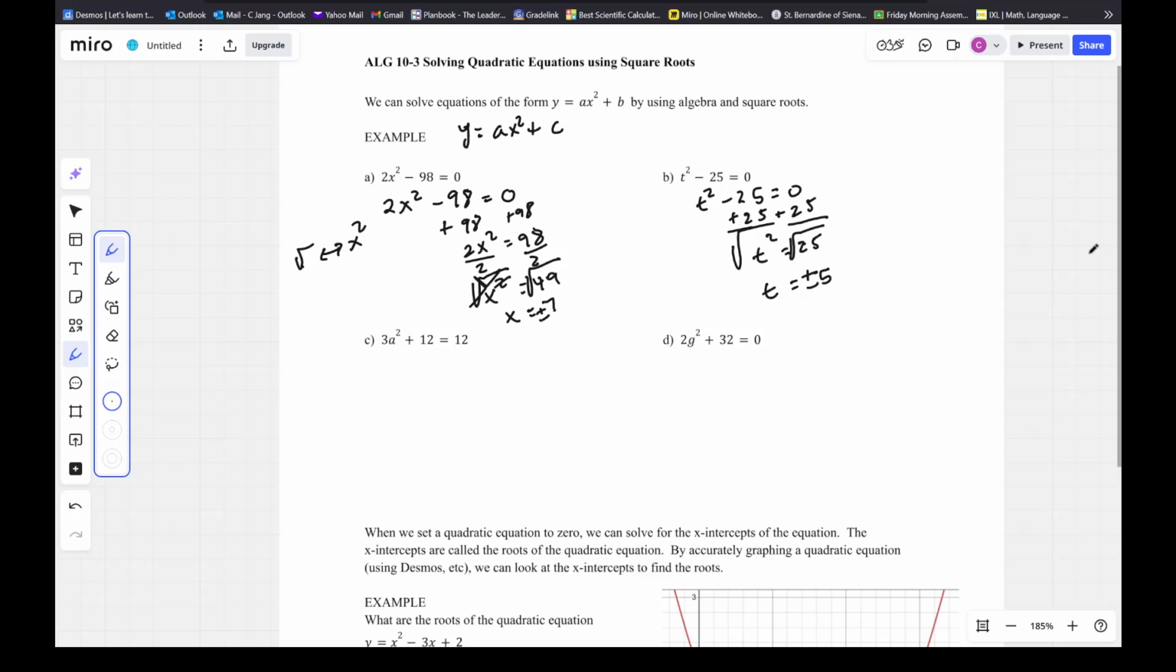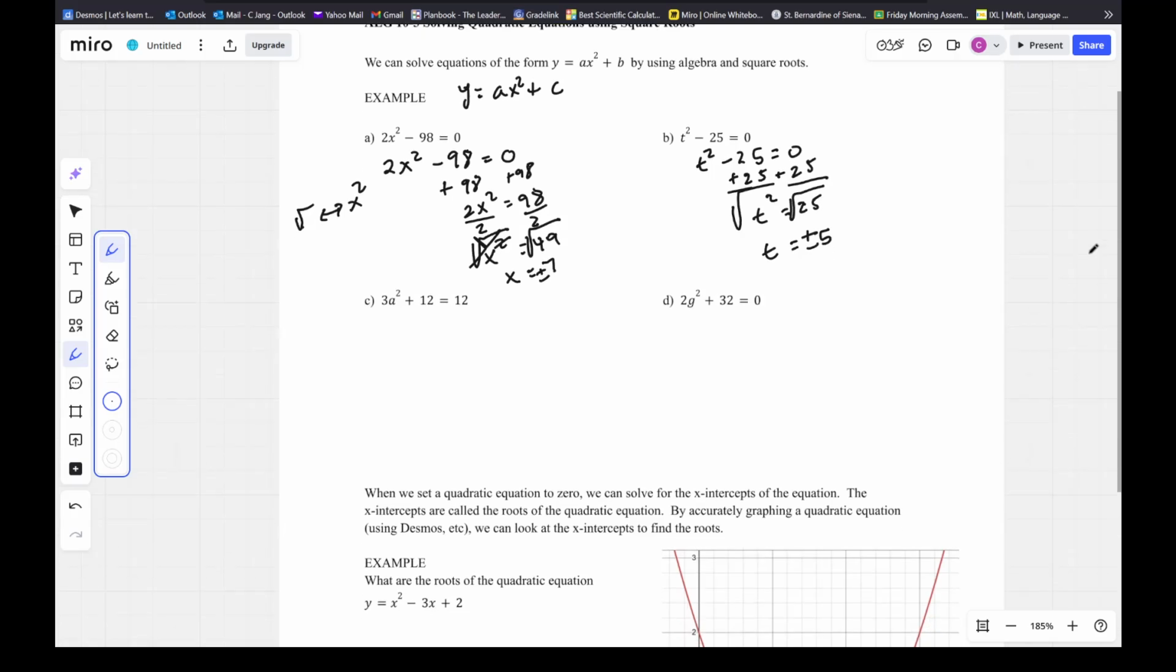We've talked about square roots before, and we only used the primary root, which is positive. But now we have to take into account the negative root. And we'll see why in a little bit. All right, so plus minus 5.